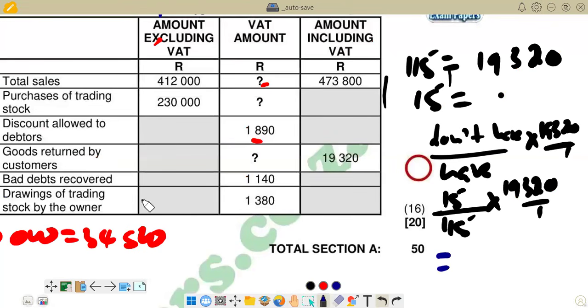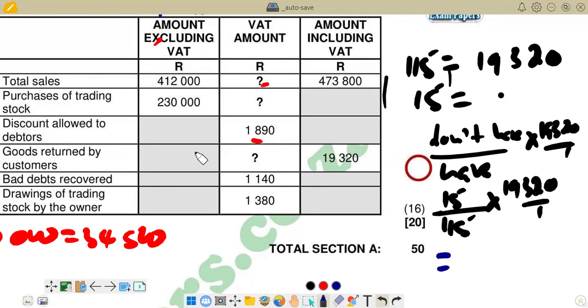On the next one, we have bad debts recovered, but the VAT component has already been calculated, 1,140. So it's a matter of deciding where to put our bad debts recovered. What happens on bad debts recovered is that these customers would have bought goods from us, and then they were our debtors. They were owing us money. Then we came to a point of writing them off, which means we removed them from our books, saying we are not expecting any money from them due to many circumstances. Then they come back after we've written them off. They become bad debts recovered. It means we are now receiving money from them.